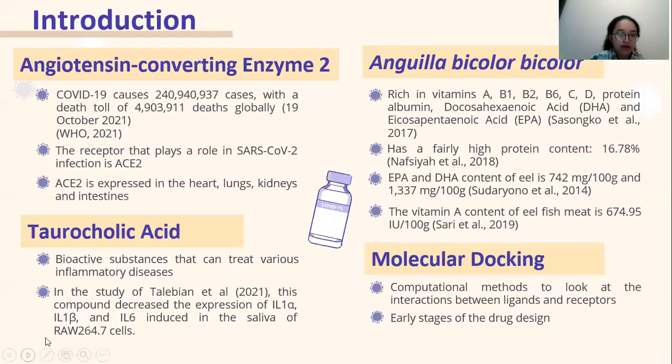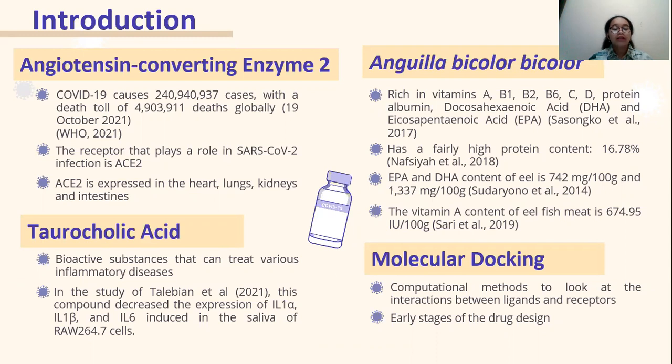COVID-19 is caused by the SARS-CoV-2 virus. Until October 19th, 2021, based on WHO data, there have been around 240 million cases with around 4 million deaths. In this viral infection process, the receptor that plays an important role is angiotensin converting enzyme 2 or ACE2. ACE2 is expressed in several organs such as the heart, lungs, kidneys, and intestines.